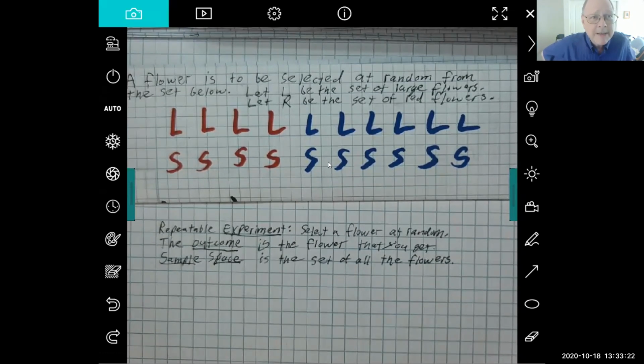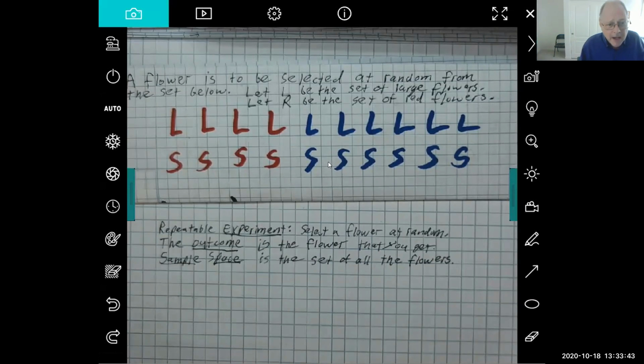Now, sometimes on tests, I might ask you to identify the sample space, and a typical incorrect answer would be for somebody to say 20. Is there 20 flowers? But it's not the number, it's the set of flowers, the collection of them. Okay. So it's the set of all the flowers.